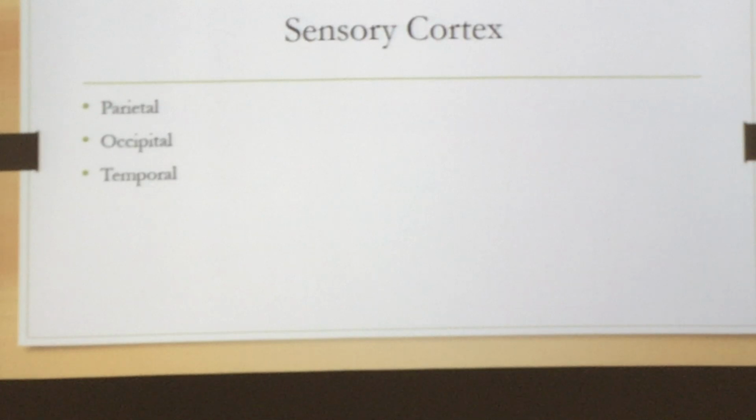The sensory cortex is made up of the three lobes that are responsible for different sensory functions. The parietal lobe: sensory functions, touch, temperature, and pain. Occipital: vision. Temporal: hearing.